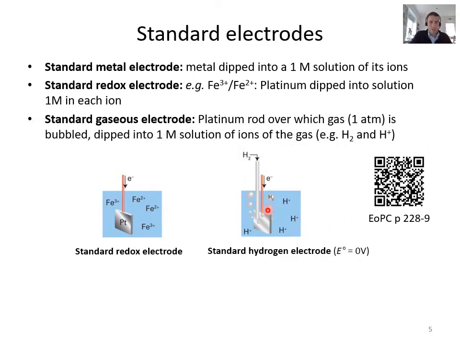And finally, we've got a standard gaseous electrode, and the hydrogen electrode is an example of this, although it's not the only type of standard gaseous electrode. Again, this is going to be a 1 molar solution of ions of the gas. So in this case, 1 molar solution of H+, and the gas is bubbled at 1 atmosphere. So again, this is all to do with the standard conditions.